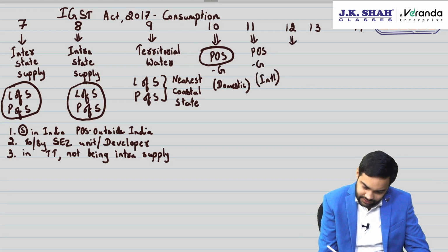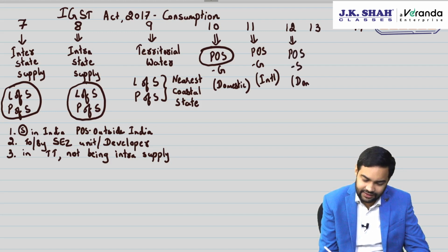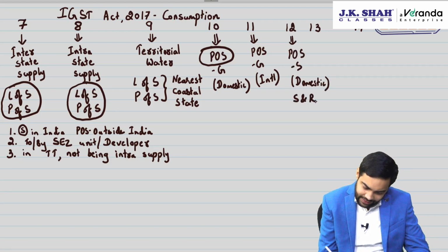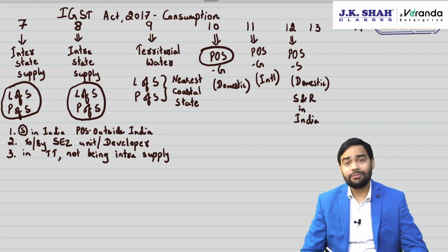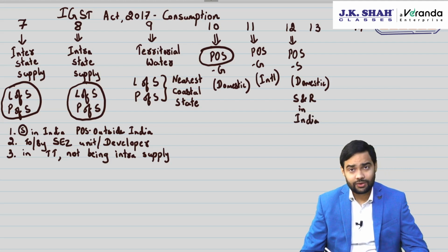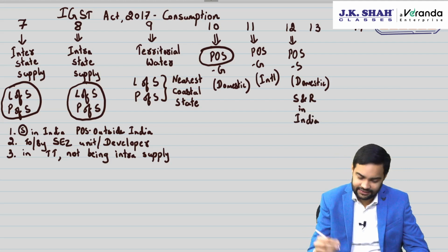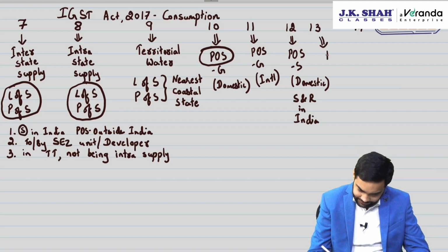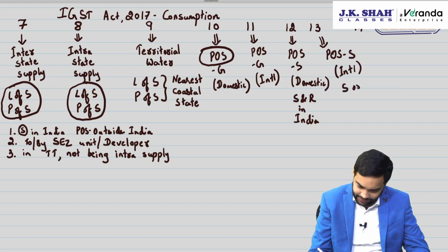Section 12 deals with place of supply for services, domestic transaction, and it says that section 12 will apply only when supplier and recipient are in India. Even if one of them is outside India or both of them are outside India, then we'll use section 13. Section 13 deals with place of supply for services, international transaction, where supplier or recipient is outside India.